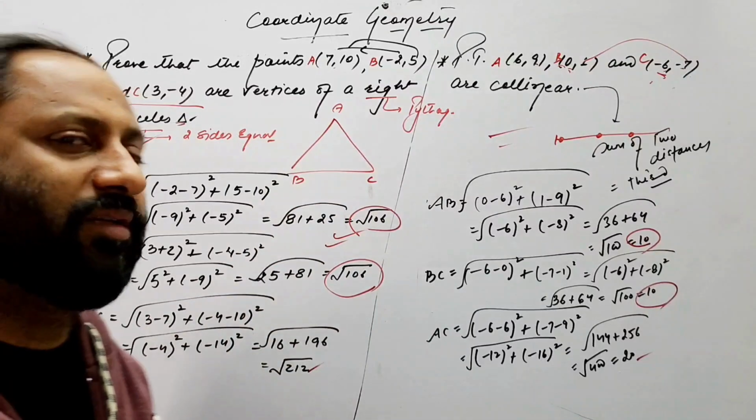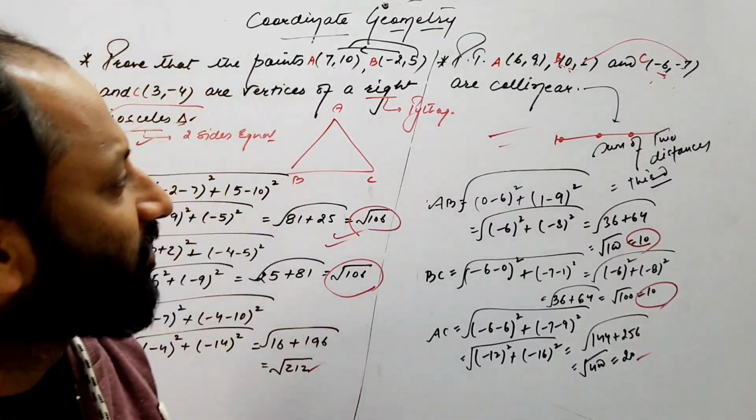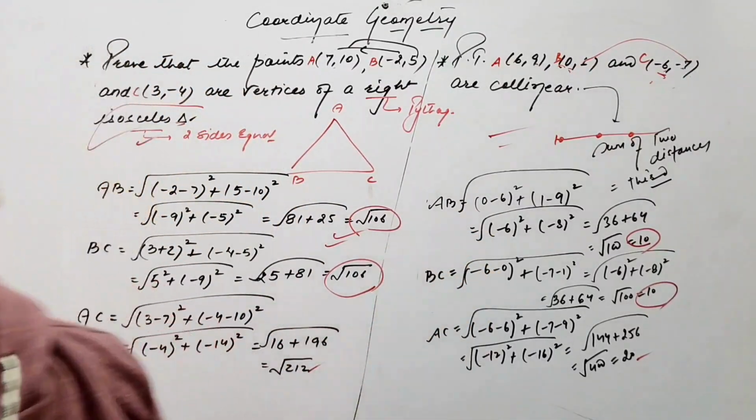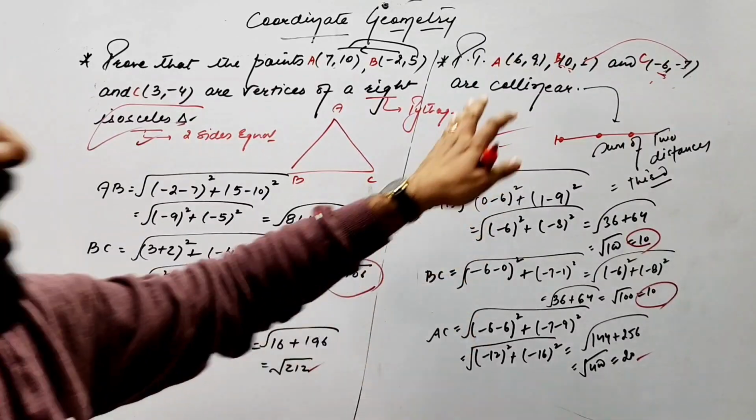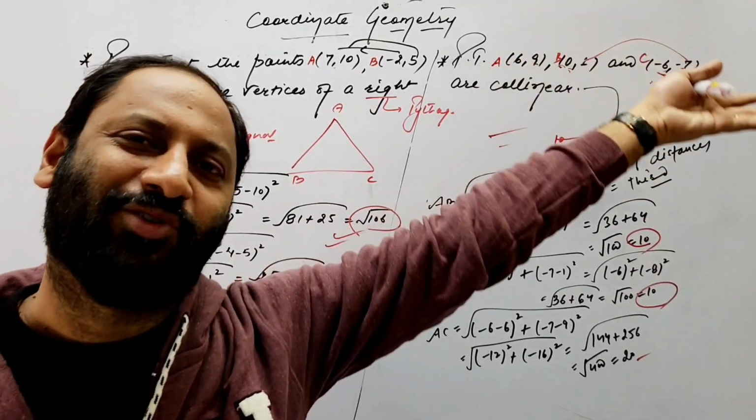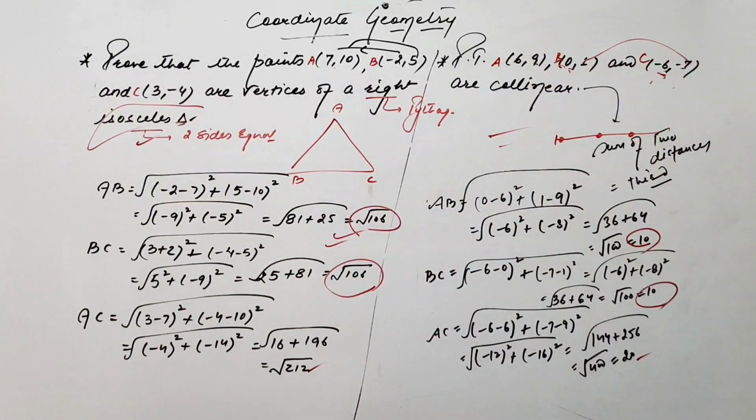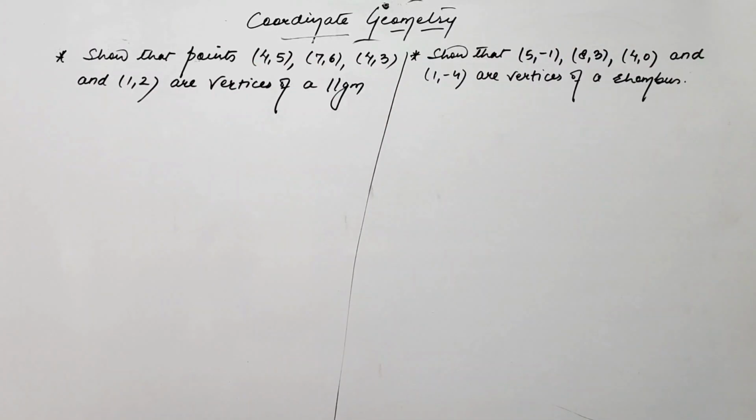Also, there can be another statement in this question. They can ask you to prove that the line joining A and B passes through C. That is the same thing. Now we'll do some more questions on this.